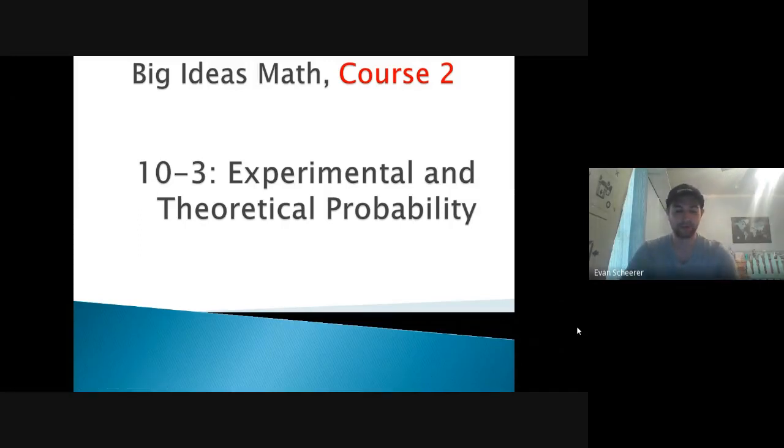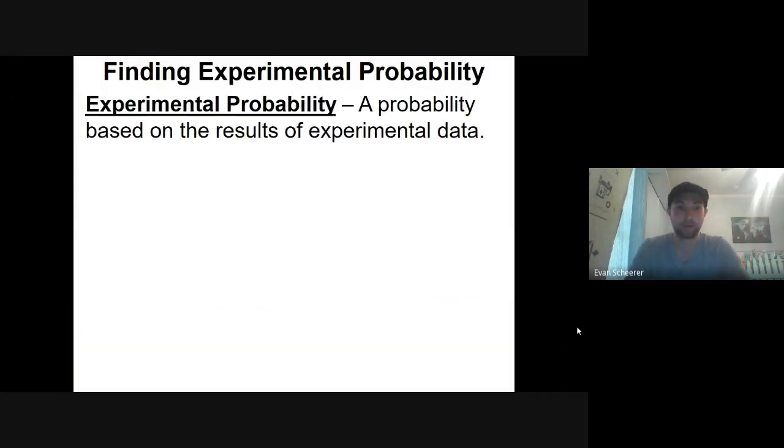First one we're going to talk about, though, is experimental probability. So experimental probability is based on the results of experimental data. We are actually doing an experiment. We are not just talking about what happens if we spin the spinner. Do we land on this? What happens if we roll the die? No, now we're actually going to roll the die 50 times and we're going to see what our data looks like and find the probability based on that specific data. So experimental probability is a probability based on results of the experimental data.